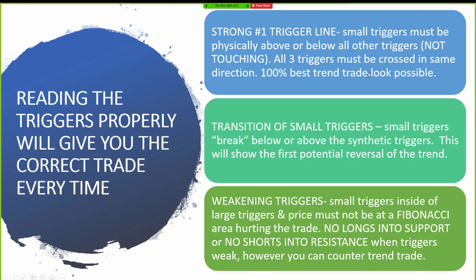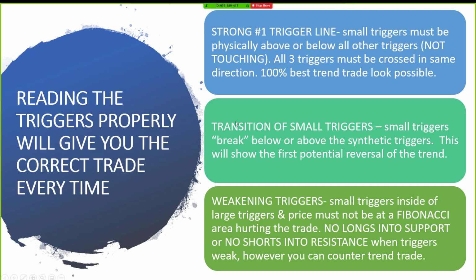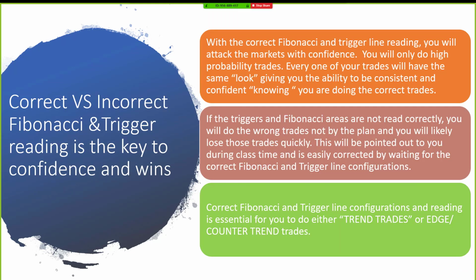So again, number one, strong trigger lines. All the triggers are in the same direction. It's the best possible look. And again, when we have new traders that have never traded before, or maybe they've traded unsuccessfully, we tend to keep people pointed in the direction of our strong number one look. Transition of trigger lines and then weakening of trigger lines. Weakening of trigger lines means we can do counter trend trades. And again, it's the same thing over and over and over.